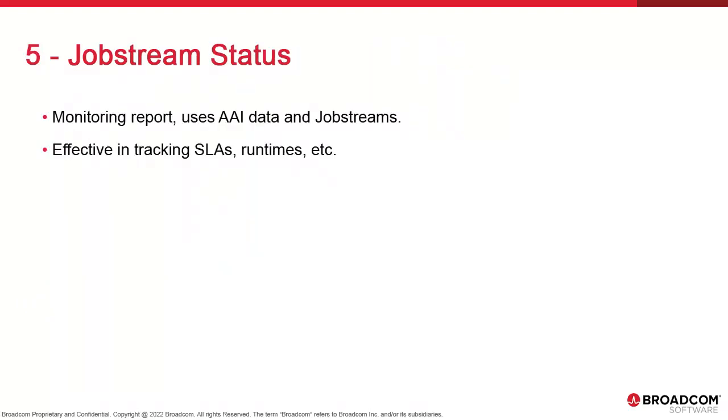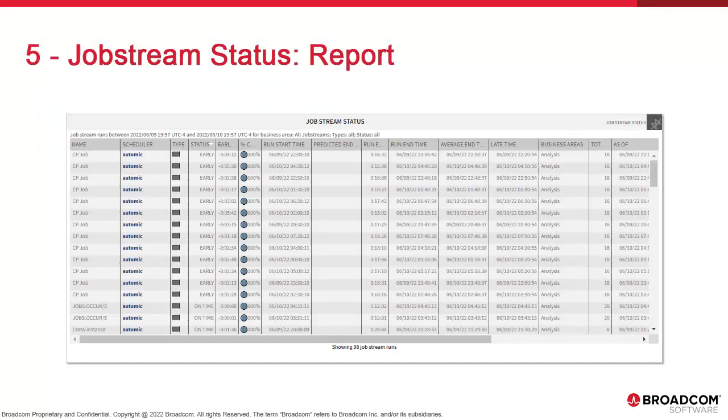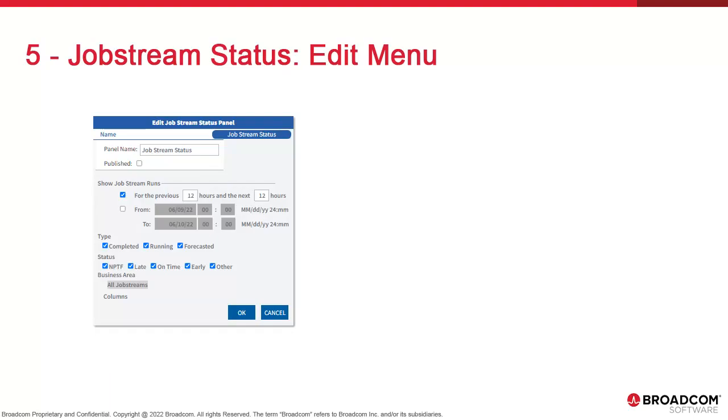Finally, the Jobstream Status report uses only EAI and Jobstream data. It reports on the performance of operations using job streams, meaning time, target jobs, and critical paths. This is a useful report when we need to take a closer look at relative SLA performance. The report is effectively an output of the monitoring tab in the client. The edit menu is where you expect it to be. It has a time span, a Jobstream type selector, and a status selector.